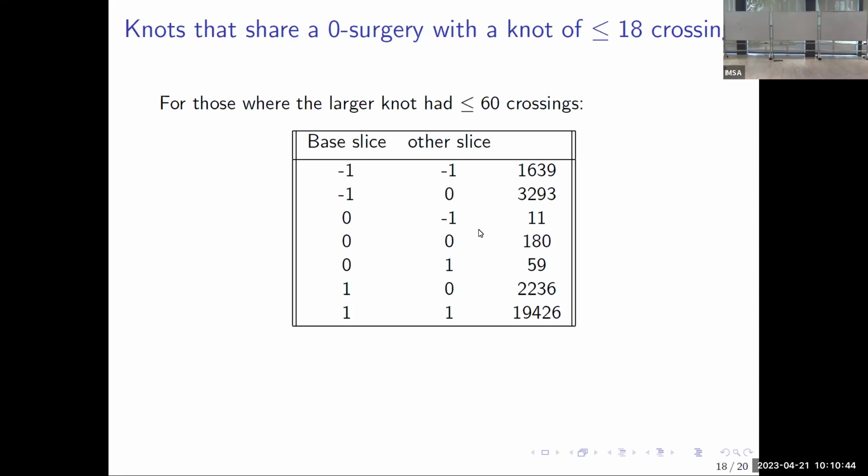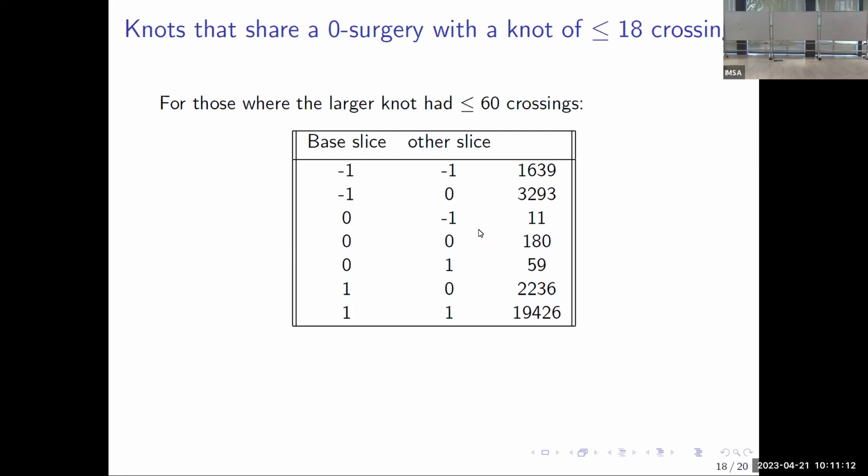Even so, there's still some randomness, right? A lot of spans can just not show up. In general, I would say this method for finding ribbon disks works better for smaller knots, because you're more likely to find the right band. But apparently for these 59 knots, we could find the ribbon disk for the larger one and not for our original one.